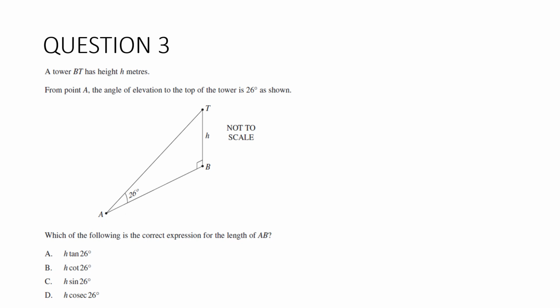Question 3. A tower BT has height h meters. From point A, the angle of elevation to the top of the tower is 26 degrees as shown. Which of the following is the correct expression for the length of AB? So that's here. Now, curiously, we don't know the height of the tower, so that's making it a little bit confusing. But we have got the opposite side and the adjacent side, so we have tan. So tan 26 is equal to h over x.